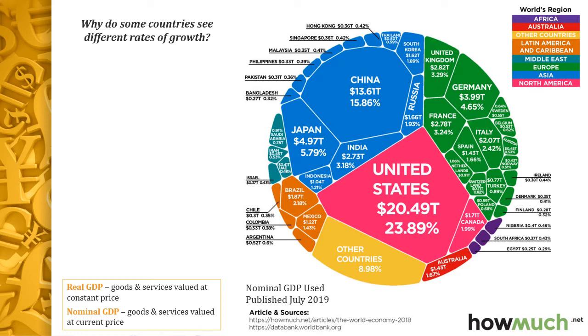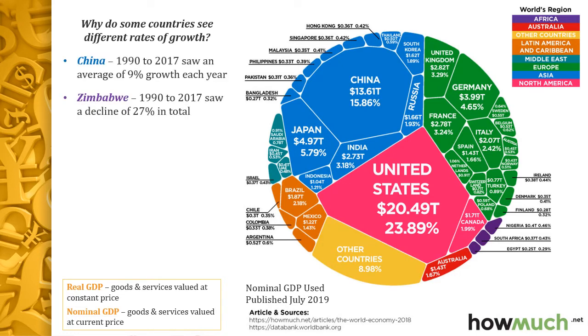But let's give an example. Why would we want to look at the rate of growth across time? Well, we can look at China versus Zimbabwe. China saw an average growth of about 9% between 1990 and 2017, whereas Zimbabwe saw an average decline of 27%. So we would be able to say that we're probably seeing China having an increase in their standard of living across that time, where Zimbabwe sees a decline in its standard of living.